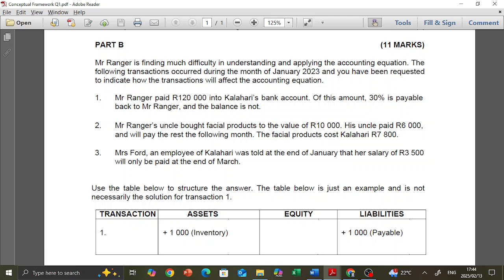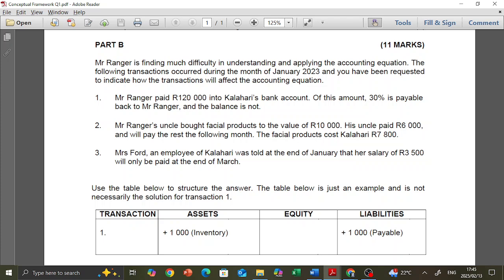Okay, let's see if we can identify the element at least. The 120,000 Rand into Kalahari's bank account. Okay, so what element do you guys think will be affected here? Okay, someone said asset and equity. That is correct. Would they increase or decrease? The asset and equity, would they increase or decrease? Asset and liability. Nice. So perfect.